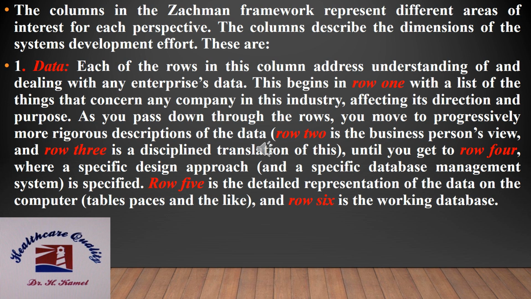Row 2 is a business person's view, and row 3 is a disciplined translation of this, until you get to row 4, where a specific design approach and a specific database management system is specified. Row 5 is the detailed representation of the data on the computer, tables, bases, and the like. And row 6 is a working database.